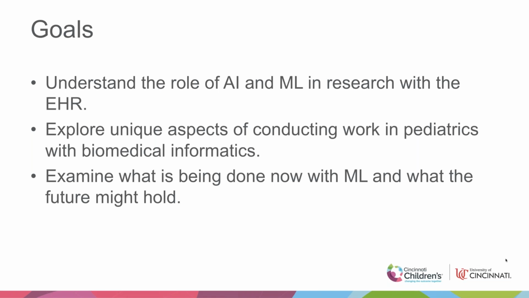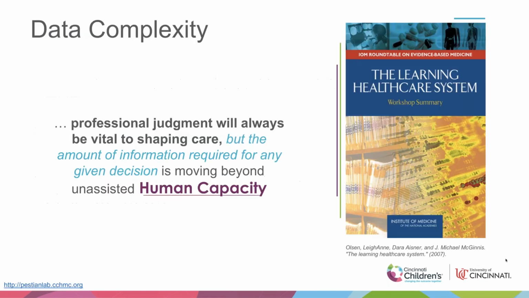So why do we do this? And the important thing about this is the data complexity. We've talked about how much data there are, and they're all there, they're all available, but we need to make use of all of them. So with those 80% of unstructured data, they contain rich and valuable information for everything, but the amount of information required for a given decision is just too much for one human to take care of. And that's where the computers come in. We can help people make better decisions with more information, with the idea of improving care.